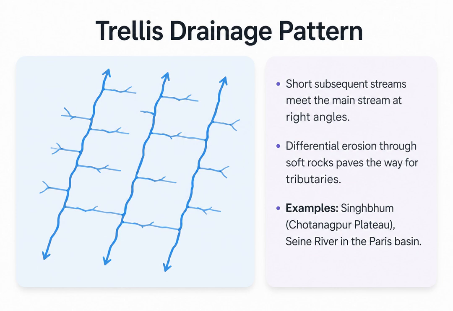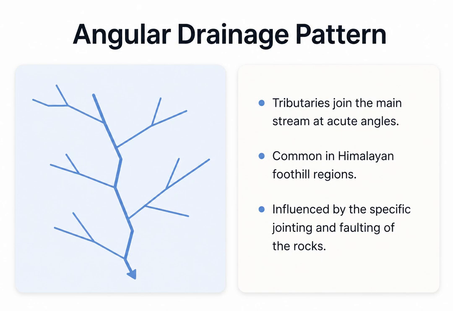River Basin in France. In an angular drainage pattern, the tributaries join the mainstream at sharp, acute angles rather than right angles. This pattern is heavily influenced by the specific jointing and faulting of the underlying rocks, which dictate the angles at which the water can flow. This pattern is quite common in the foothill regions of the Himalayas.